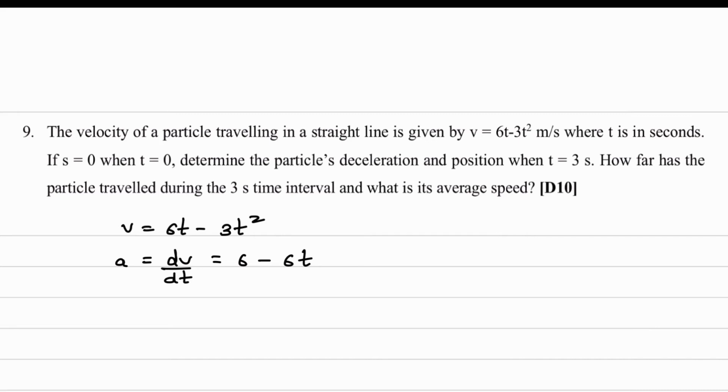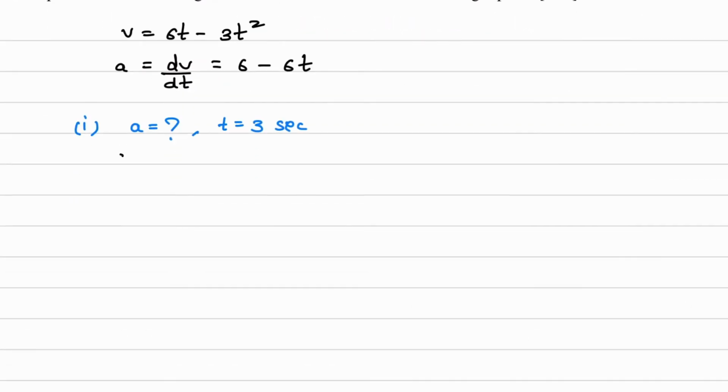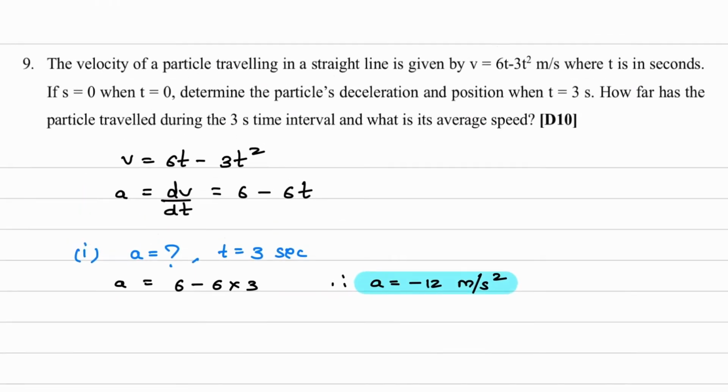Now what is given in the question? The first part we can calculate. We have to calculate acceleration when time is equal to 3 seconds. So just substitute the value in that equation. Acceleration is equal to 6 minus 6 into 3. So from here we can calculate acceleration. Acceleration is equal to minus 12 meter per second square. This is negative, which means it is deceleration. Okay, so the first part we have calculated, deceleration.